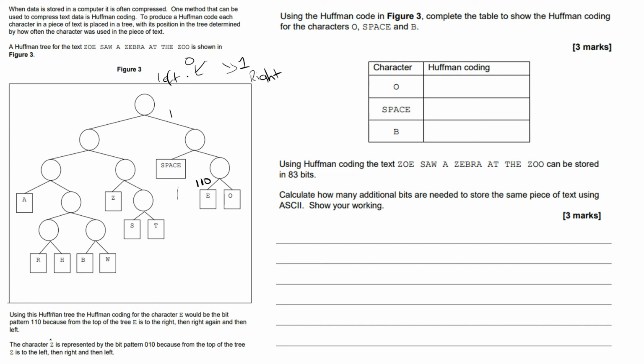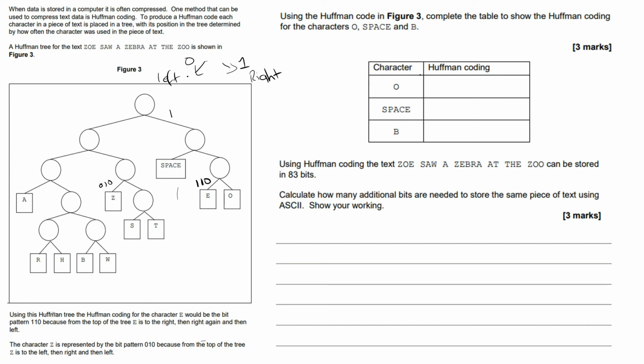So the character Z is represented by the bit pattern 0, 1, 0, because from the top of the tree, Z is to the left, then right, and then left. Okay, now it's asking us a question about it. Using the Huffman coding figure 3, complete the table to show the Huffman coding for the characters O, space and B. So I've just got to use the same method again to work out what these codes are.